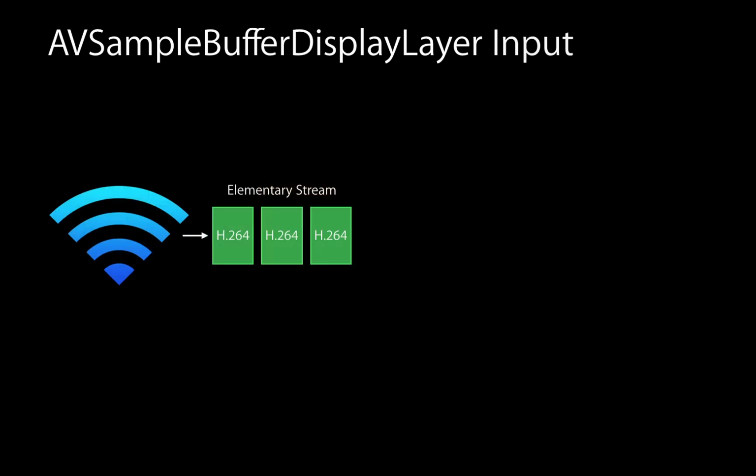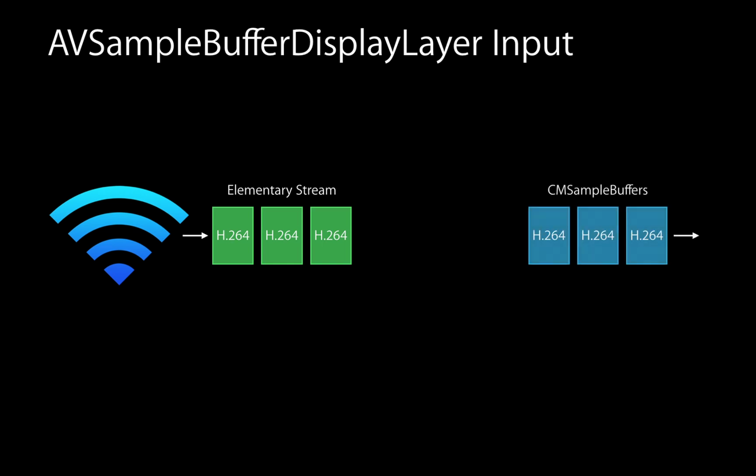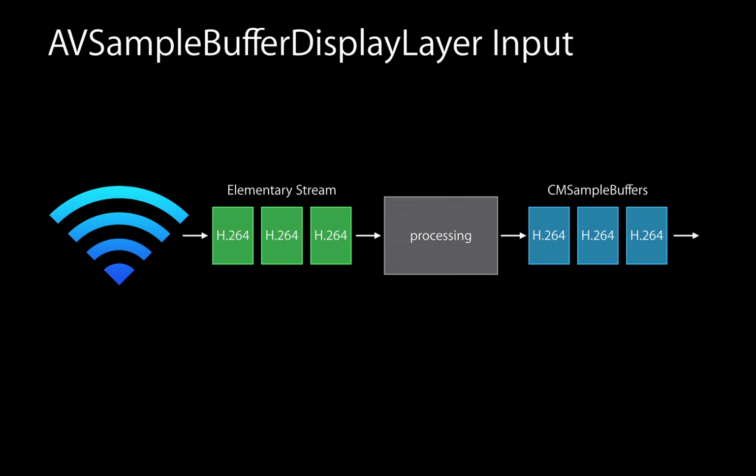But I mentioned we were getting our data off of the network. A lot of times when you're getting a stream of compressed video off of the network, it's going to be in the form of an elementary stream. And I mentioned that AV sample buffer display layer wants CM sample buffers as its input. Well, there's a little bit of work that has to happen here to convert your elementary stream data into CM sample buffers. So let's talk about this.